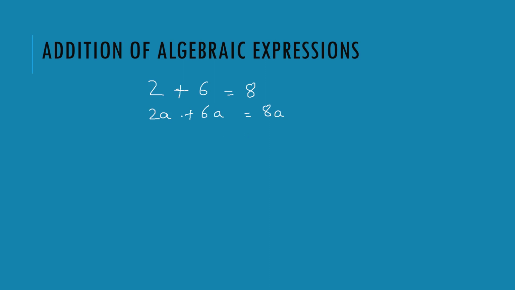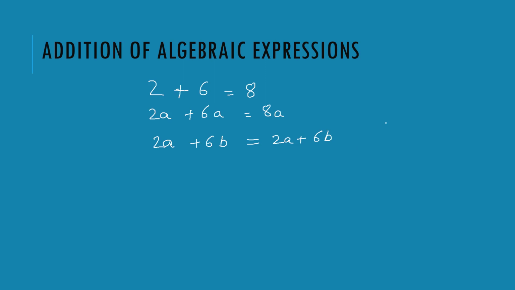Right, but tell me something. What will be 2a plus 6b? It should be 8ab. No, you cannot add the unlike terms. Okay, so it will remain as 2a plus 6b. Remember, this will be the question and the answer too. Yeah, because nothing will change, right?